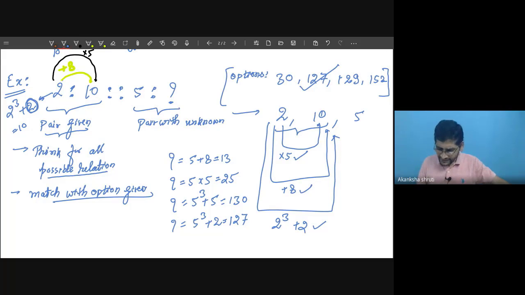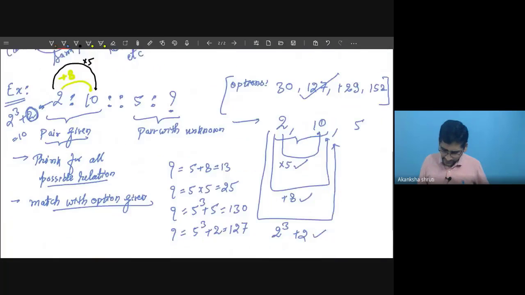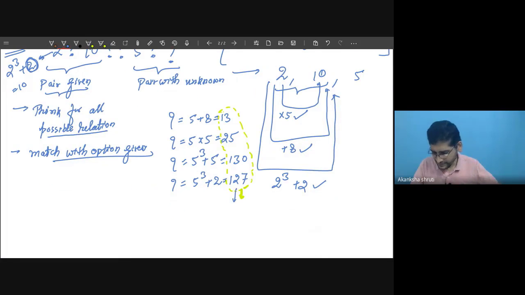Though it may be given that only 25 will be there, then 127 will not be in the option. If 130 is there, then again neither 25 nor 127 nor 13 will be in the option. So only one of these will be in your option. So this is the basic difference that we have to keep in mind. These are the possibilities, and only one will be in option.